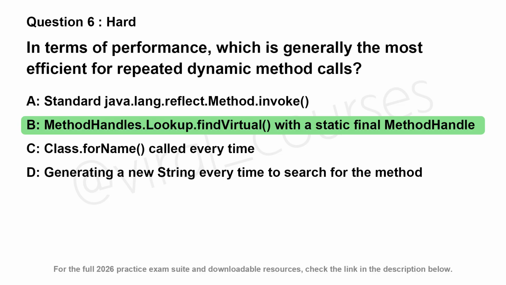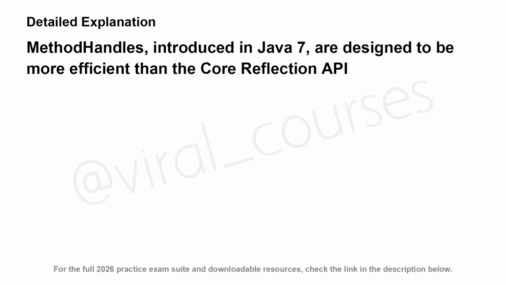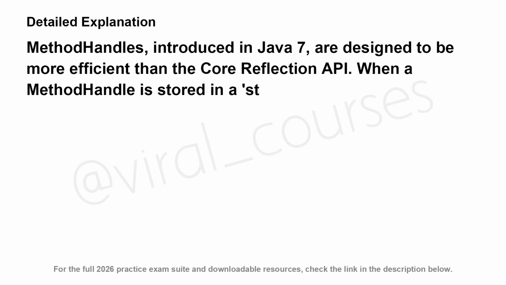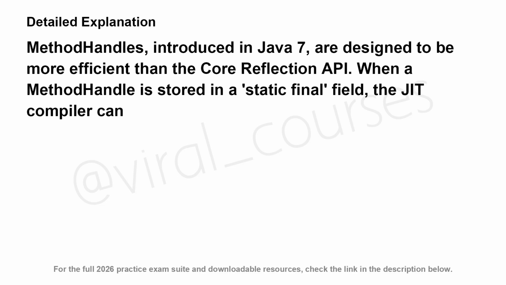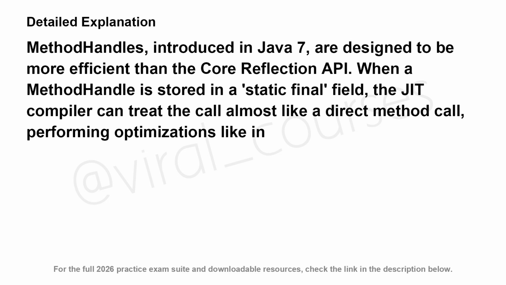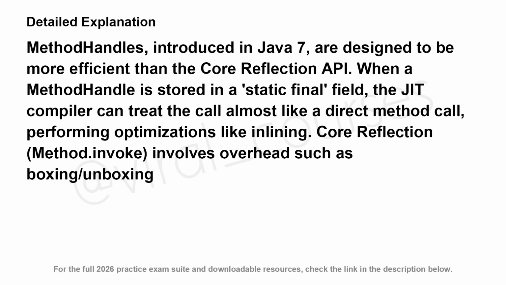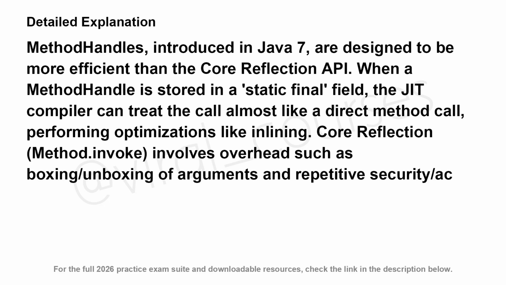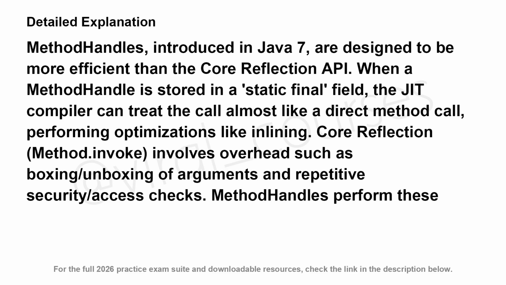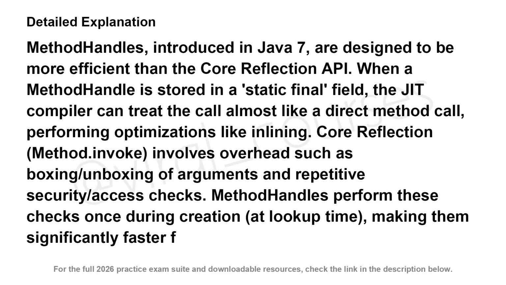The correct answer is B. Method handles, introduced in Java 7, are designed to be more efficient than the core reflection API. When a method handle is stored in a static final field, the JIT compiler can treat the call almost like a direct method call, performing optimizations like inlining. Core reflection Method.invoke involves overhead such as boxing and unboxing of arguments and repetitive security access checks. Method handles perform these checks once during creation, at lookup time, making them significantly faster for high-frequency operations.